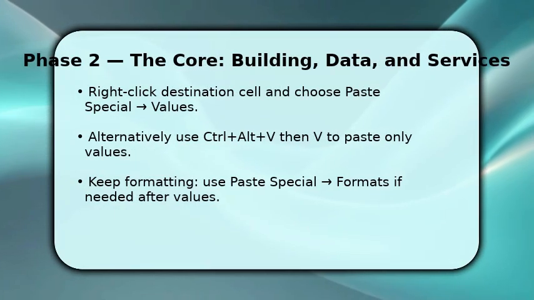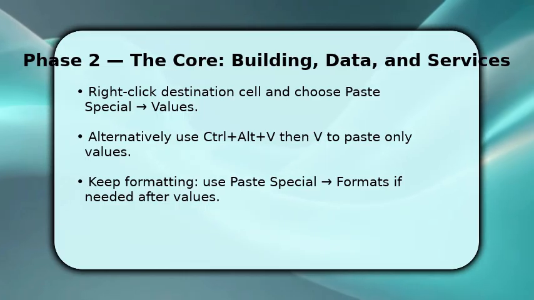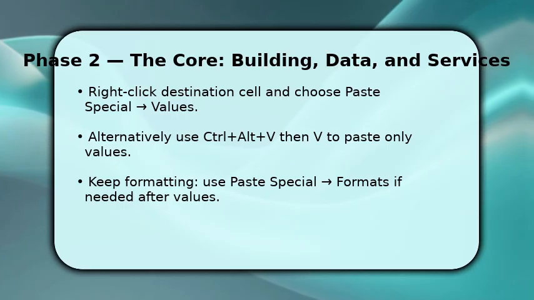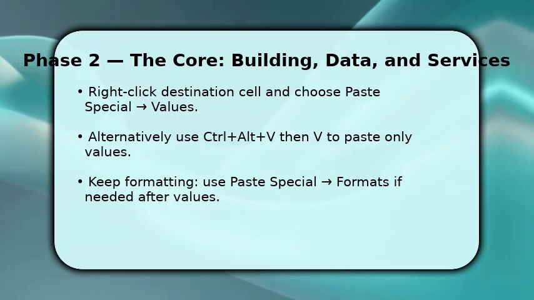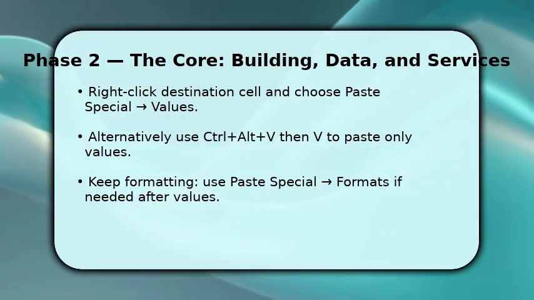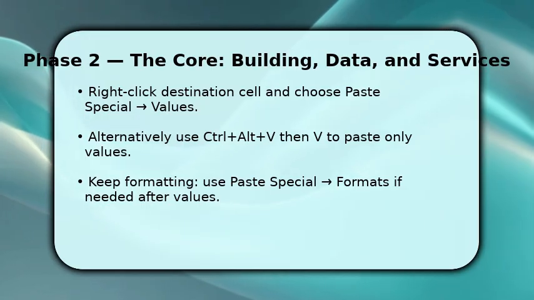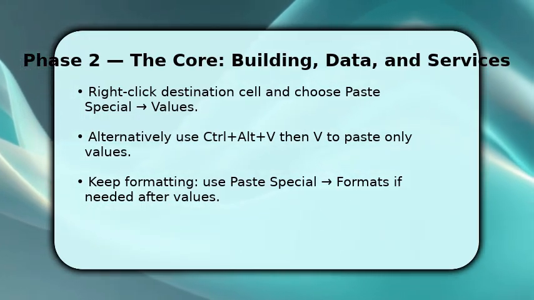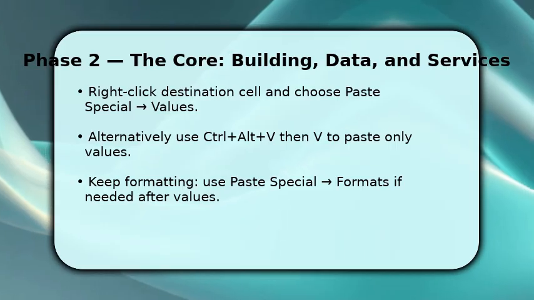Now paste the data as values so it stops being a live table. Right-click the destination cell and choose Paste Special, then Values, or press Ctrl+Alt+V, then V, and hit Enter. This pastes raw data without table properties. Once done, you can optionally paste formats with Paste Special, right arrow, Formats, to retain the look.